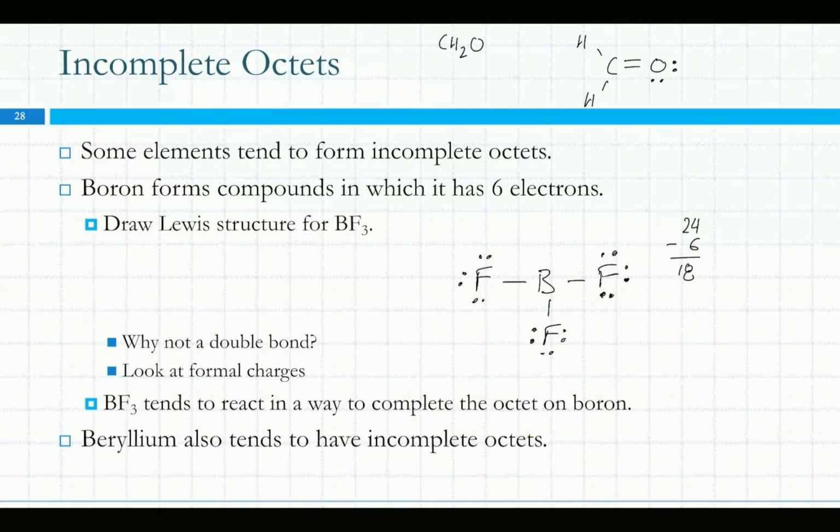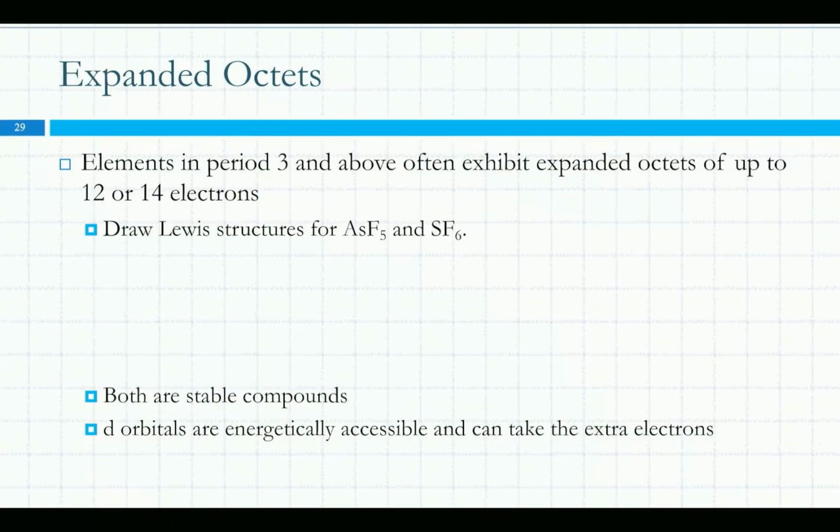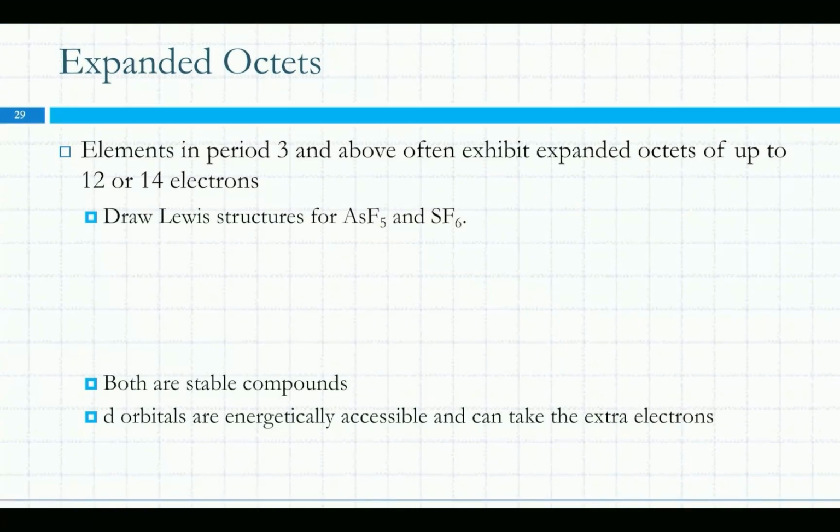Boron, beryllium, and actually aluminum will also. Yes, and the expanded octets. So, like I said, period 3 and below can have expanded octets. Now, you only form an expanded octet if you've got leftover electrons, or if it makes the formal charges better.